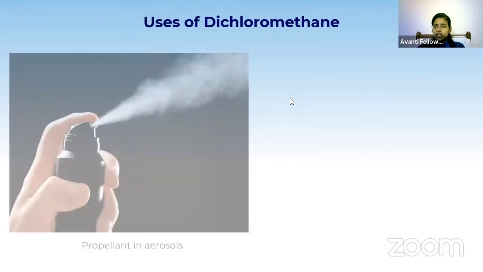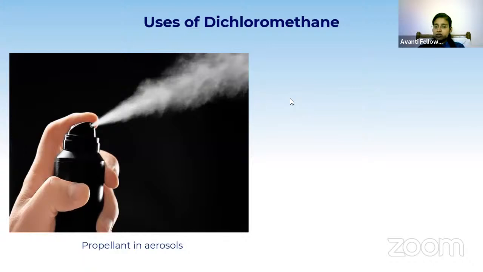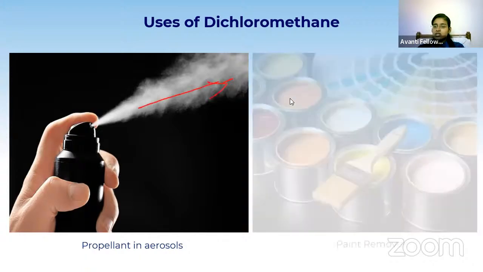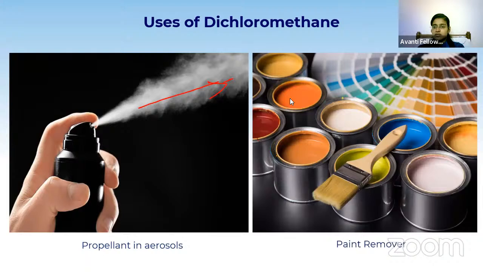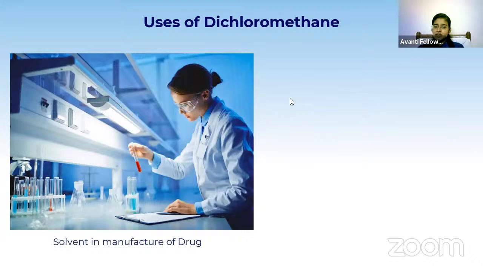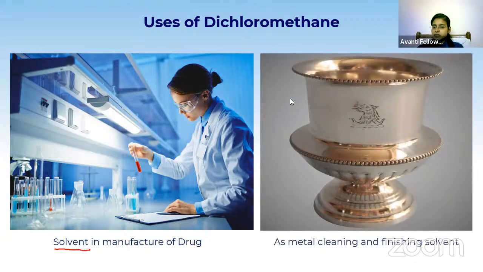So what are the uses of dichloromethane? It is used as a propellant in aerosols, and also in paint remover. It is also used as a solvent in the manufacture of medicines and drugs. Dichloromethane is a liquid, so it is used as a solvent and also as a metal cleaning and finishing solvent, to clean and polish some metals.